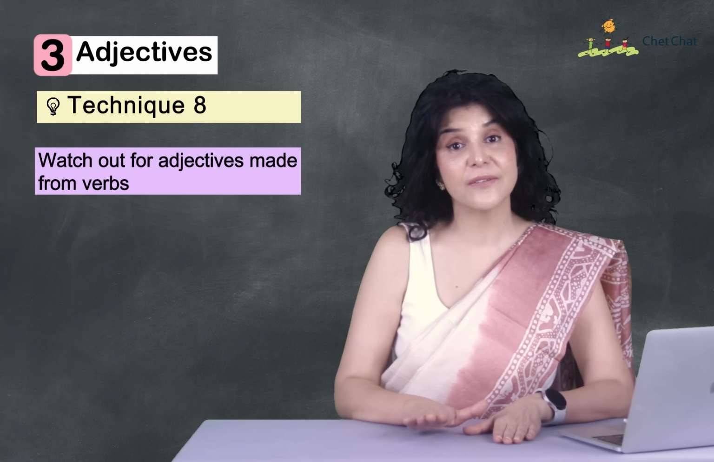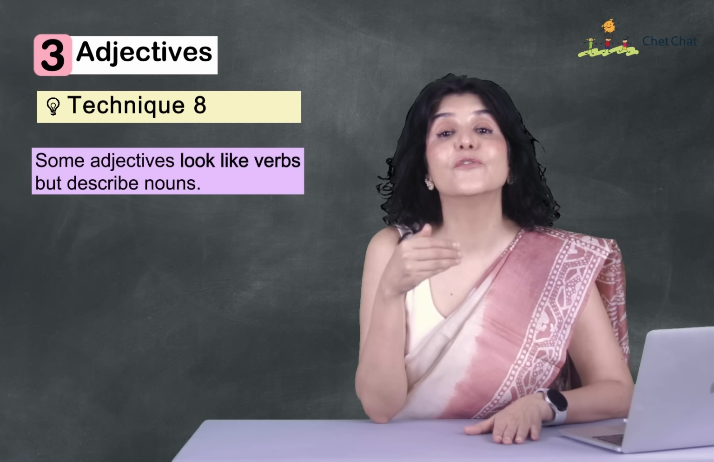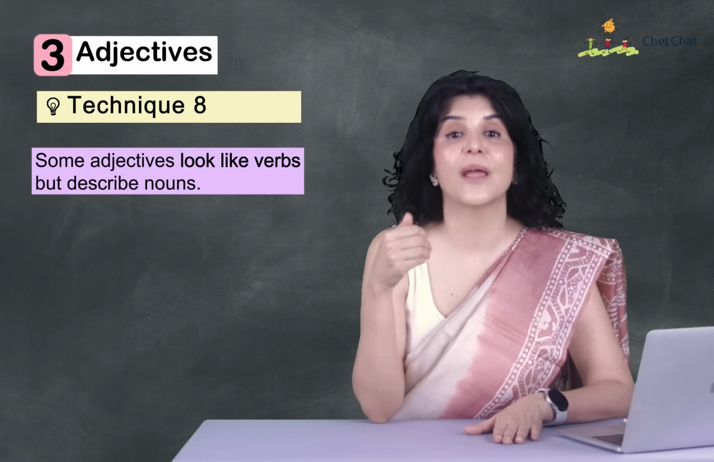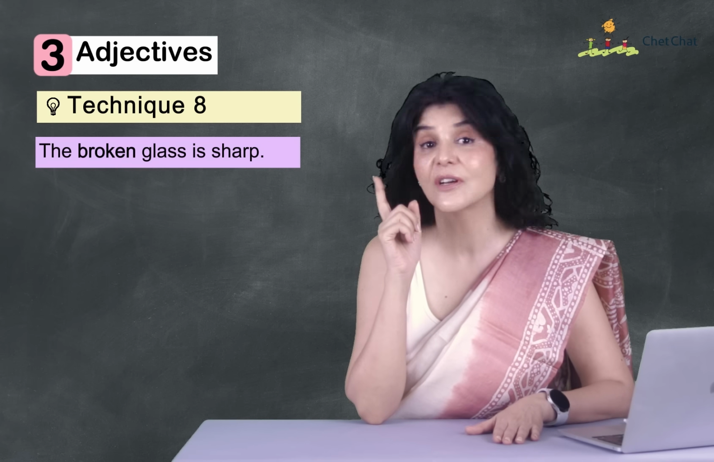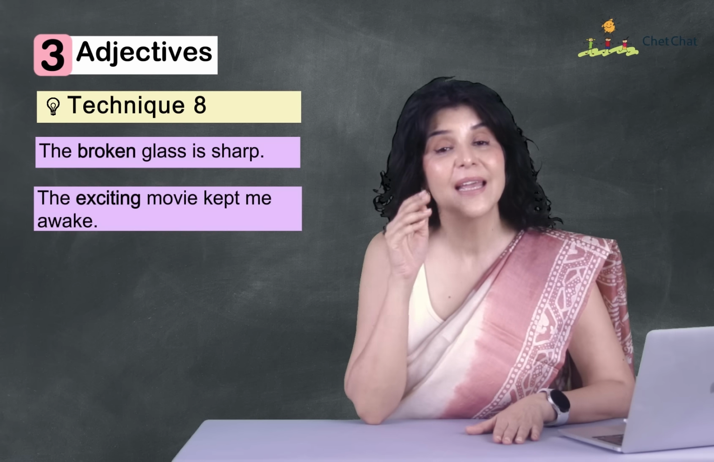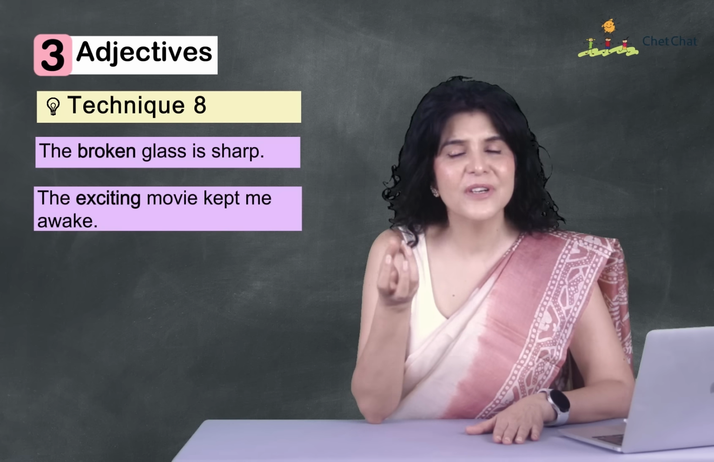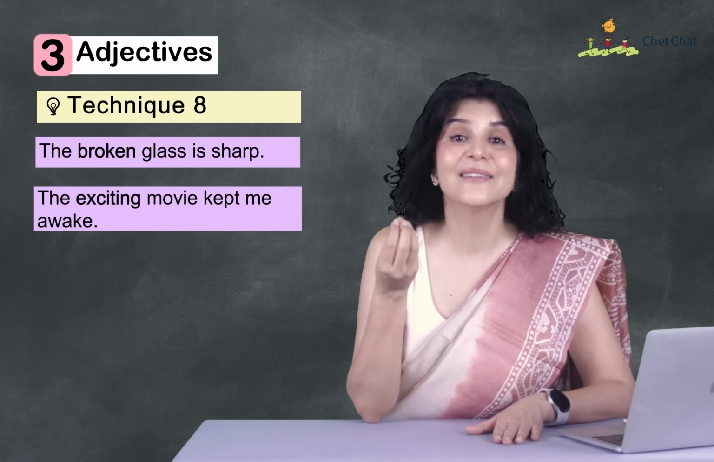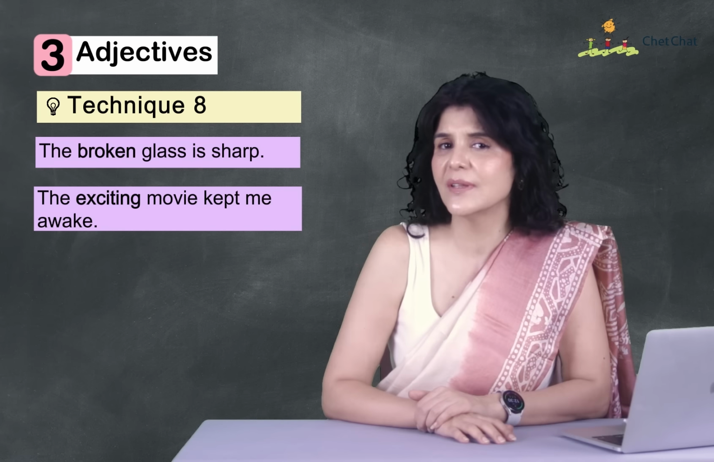Now for technique number 8, watch out for adjectives made from verbs. Some adjectives actually look like verbs, but they are describing nouns. Example, the broken glass is sharp. Now broken is not a verb here, it's an adjective. The exciting movie kept me awake. You might think that exciting is an ing word and that it's a verb, but it's not, it's an adjective.